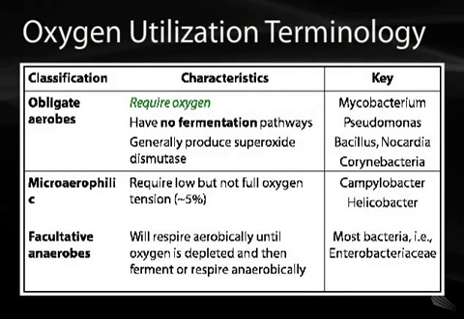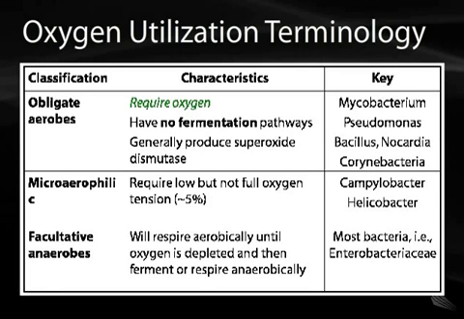Bacteria can also be divided based on their oxygen utilization requirements. In the first group you have obligate aerobes. These bacteria require oxygen. They have no fermentation pathways, and they generally produce superoxide dismutase. Examples of obligate aerobes include Mycobacteria, Pseudomonas, Bacillus, Nocardia, and Corynebacteria. Some bacteria are microaerophilic, where they can grow in oxygen, but they require just a low amount and not full oxygen tension, about 5%.